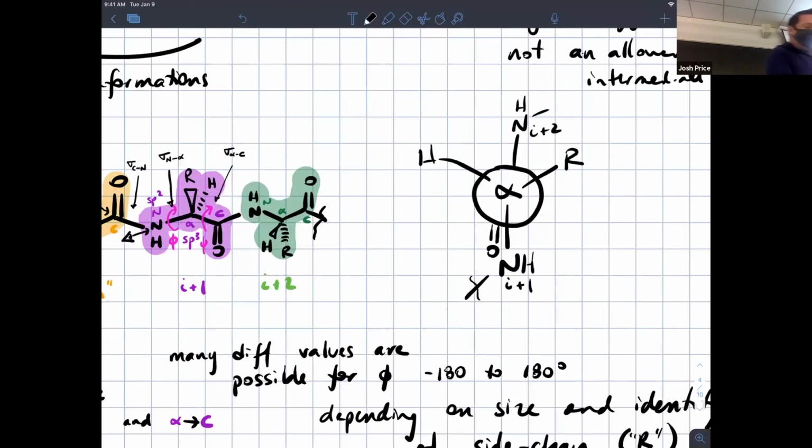And again, the dihedral angle will be defined as the angle between those two nitrogens. And the preference for one dihedral angle over another is going to be determined in large part by that R group.